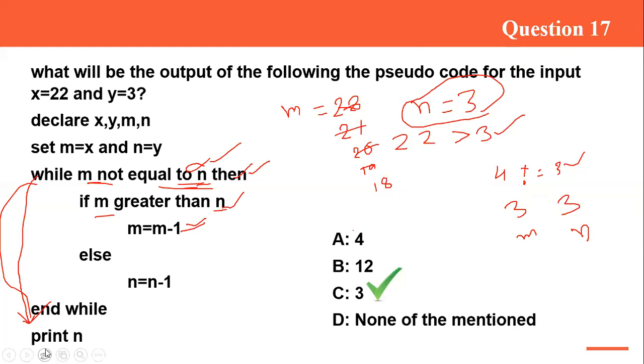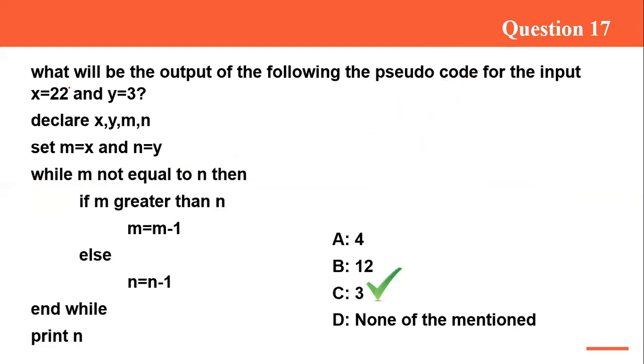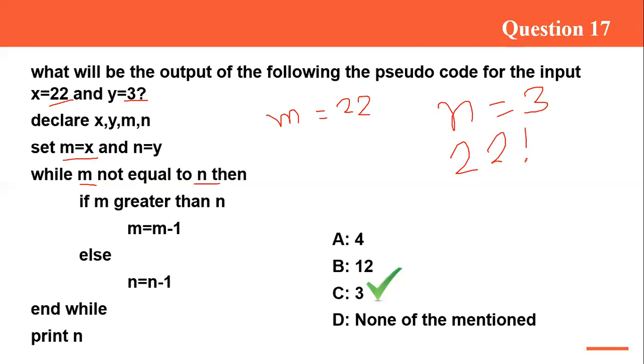Boys and girls, listen to this first. x value is 22, y value is 3. That is clear. And we made a copy. m value is 22 and n value is 3. These are fixed right now. Then we are checking condition. What is that? While m not equal to n. That means 22 not equals to 3. Is it true? Yes. If the condition is true, then only will it enter inside while.